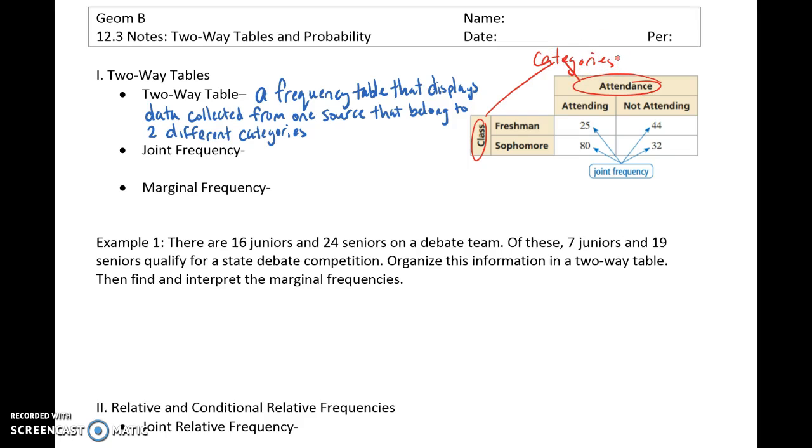And because it's a two-way table, you would have two possible results or two possible responses to each category. So attendance, you have either attending or not attending. Class, you've got two possible responses there, freshman or sophomore.